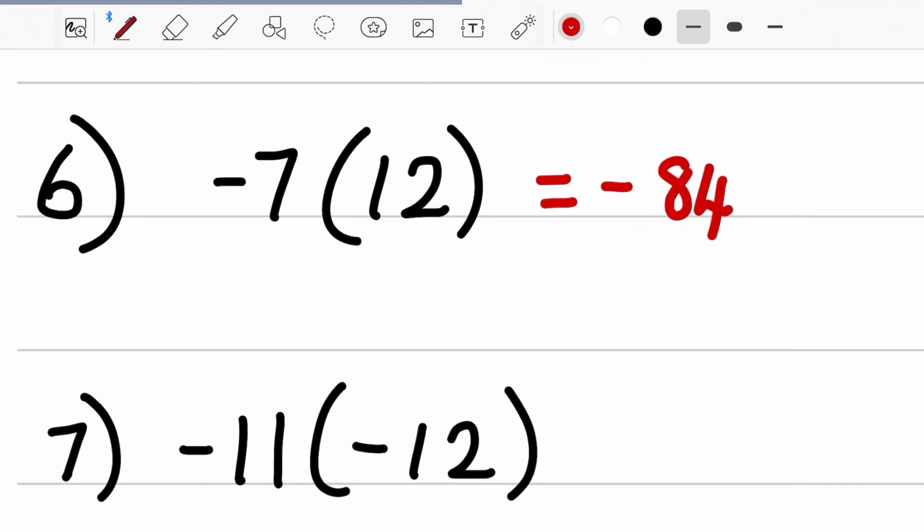Question 7, we have minus 11 times minus 12. Now 11 times 12 is 132, and minus 11 is negative, but minus 12 is also negative, which means the signs are the same, which means your answer overall is positive.